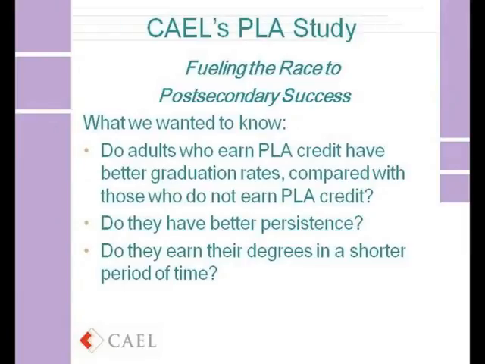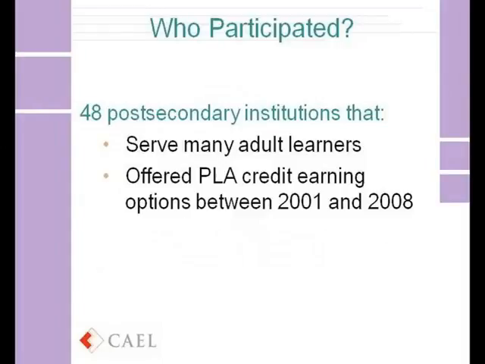What about learning outcomes? Do adults with prior learning assessment credit have better graduation rates compared to adults who don't have prior learning assessment credit? Do they persist more than other adults? And do they earn their degrees in a shorter time? For those of you who have been doing prior learning assessment for a while, some of these are stances that we take to support prior learning assessment, but we do it without having much data to support it.